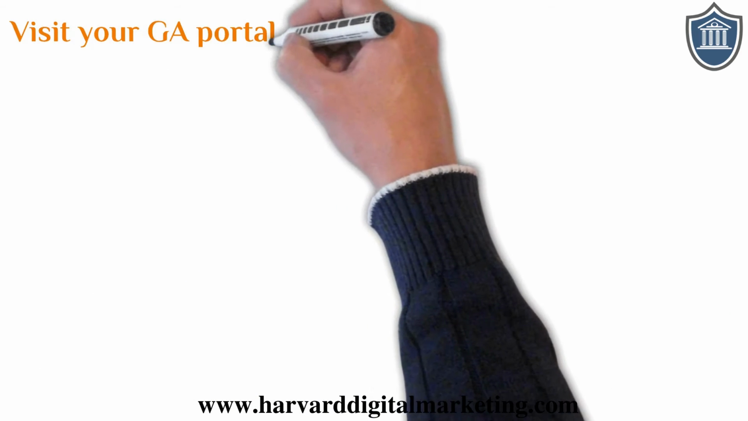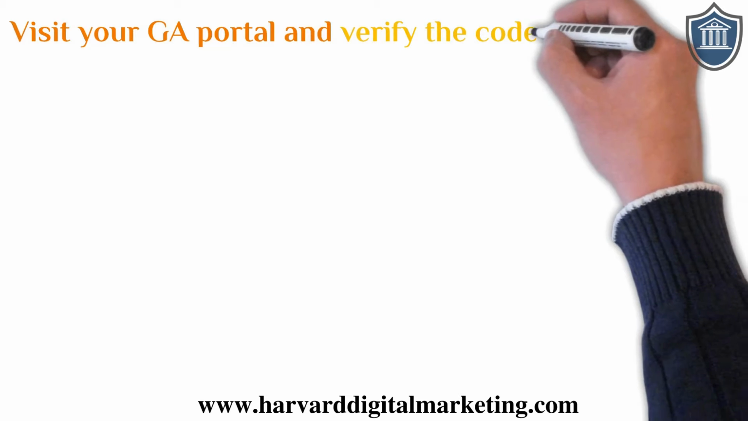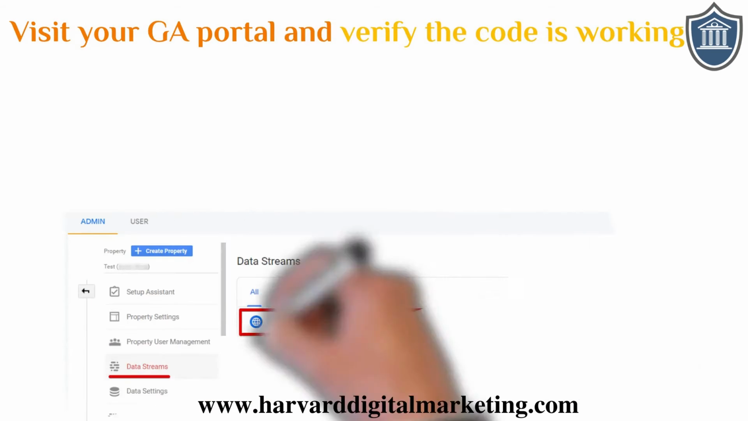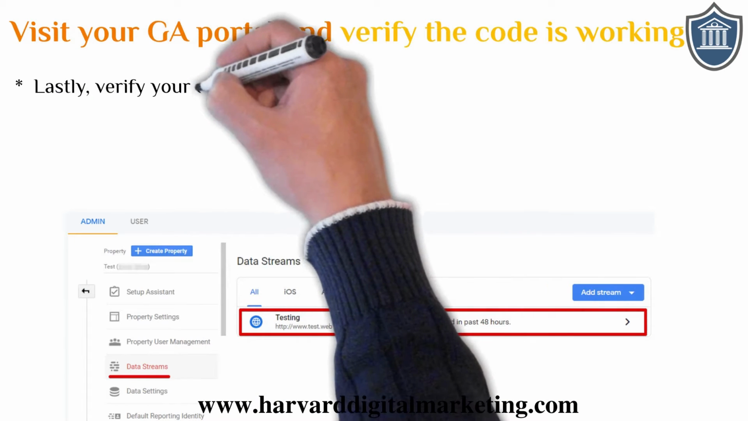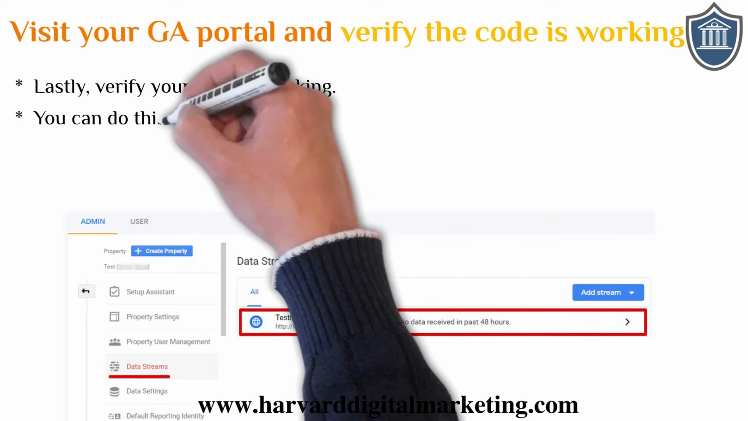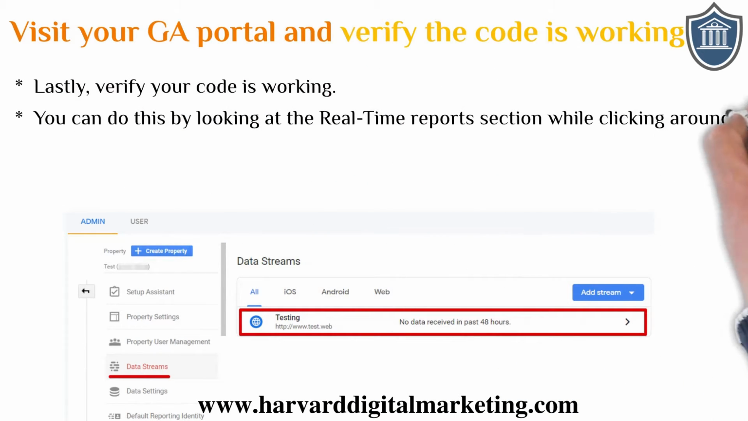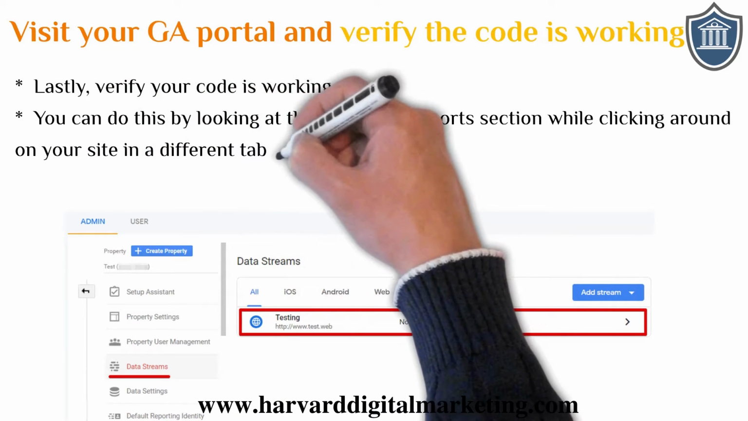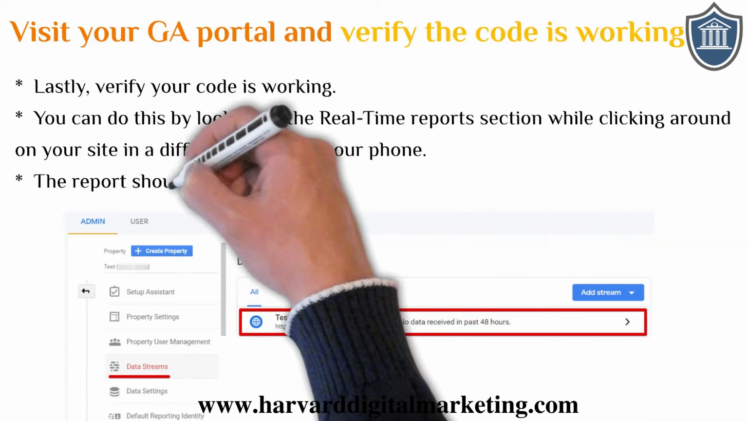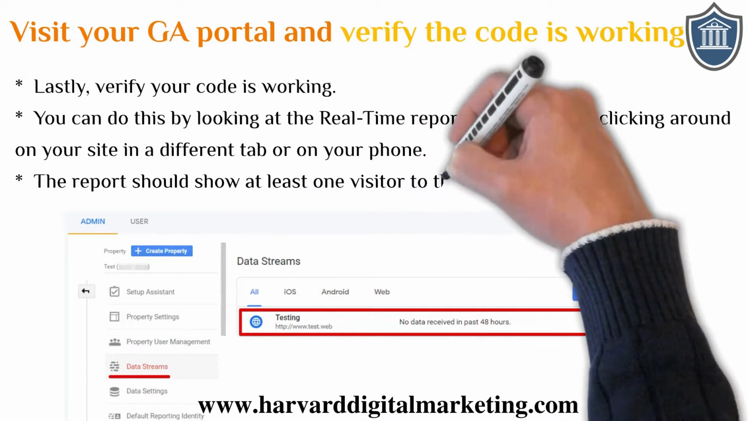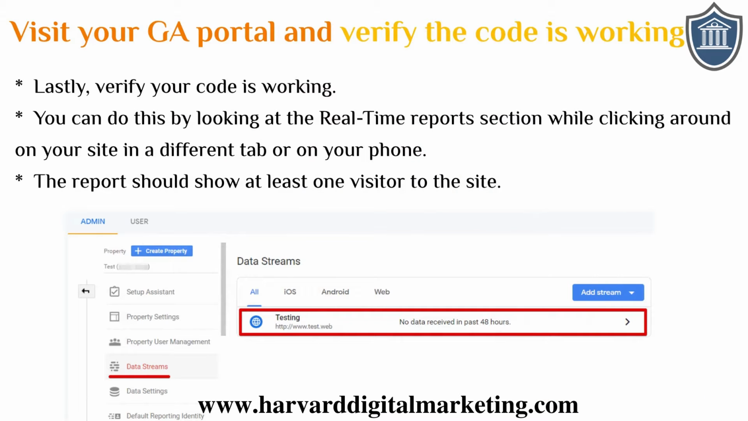Visit your GA portal and verify the code is working. Lastly, verify your code is working. You can do this by looking at the real-time reports section while clicking around on your site in a different tab or on your phone. The report should show at least one visitor to the site.